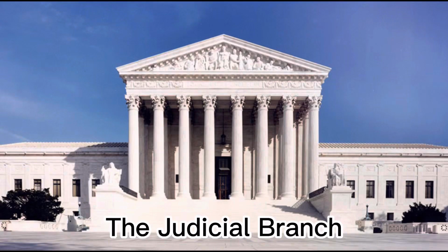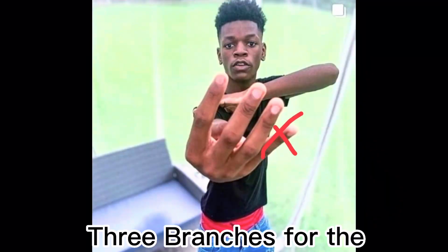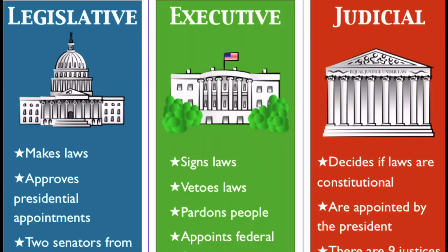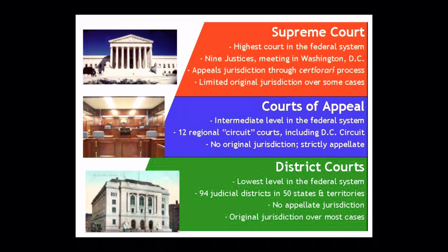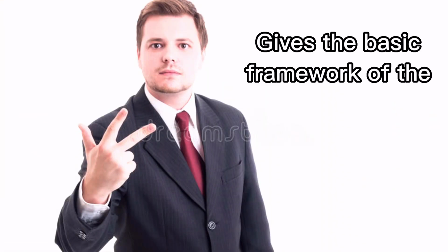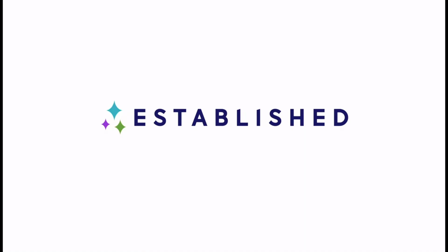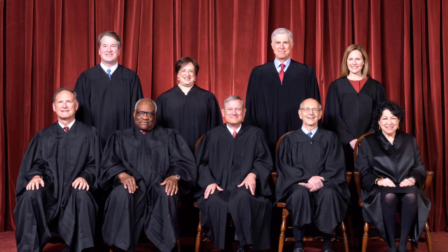So, the judicial branch, one of the three branches of the government. Its job is to protect the Constitution, like all of the other branches' duties. It consists of judges and the federal court system. In the Constitution, Article 3 gives a basic framework of the judicial branch, and it also establishes the Supreme Court.